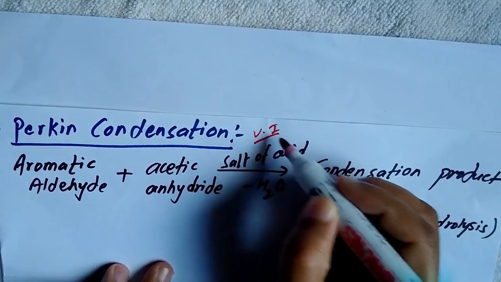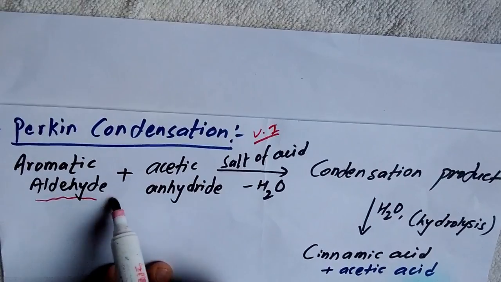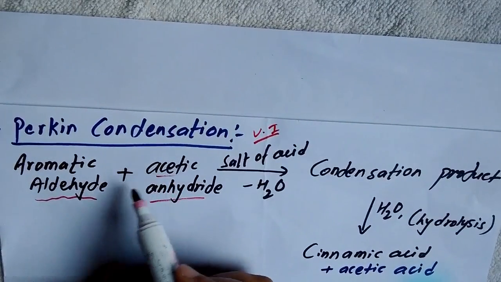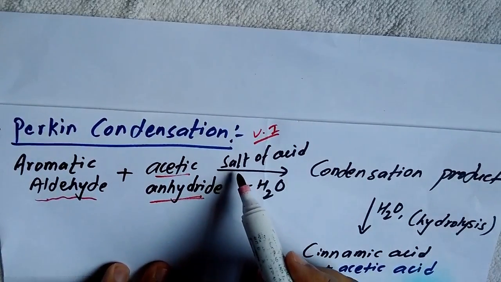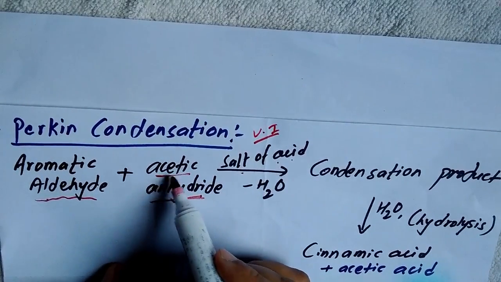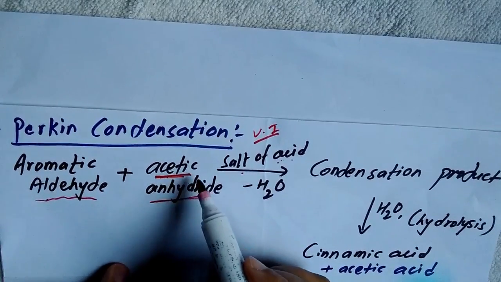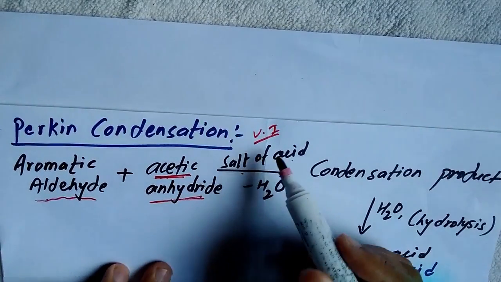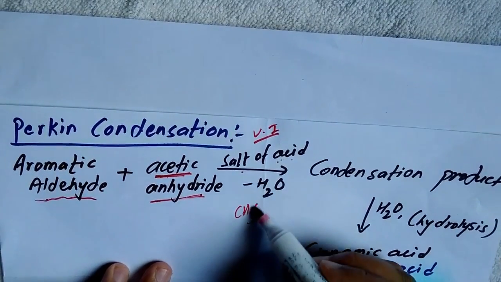Next, Perkin condensation. Perkin condensation is very important. Here aromatic aldehyde is used with acetic anhydride. Aromatic aldehyde reacts with acetic anhydride in presence of salt of acid. Salt of acid means here acetic acid is present, so we can use the salt of acetic acid, CH3COONa.